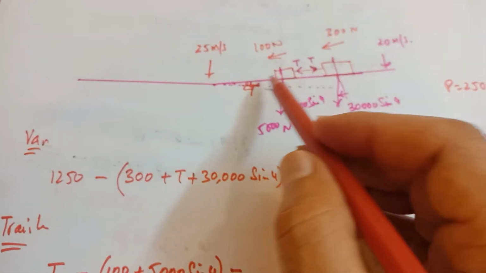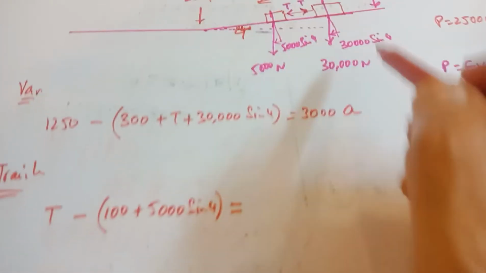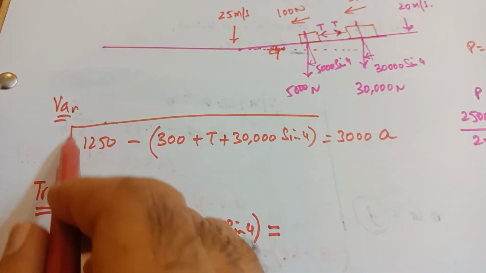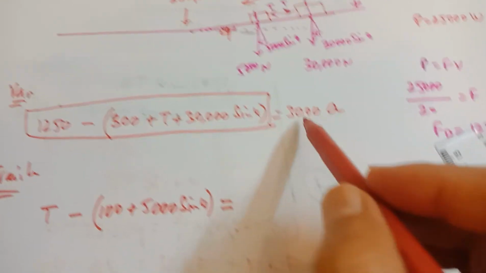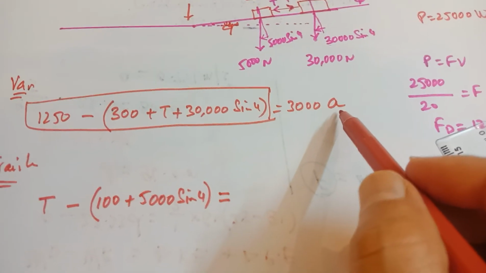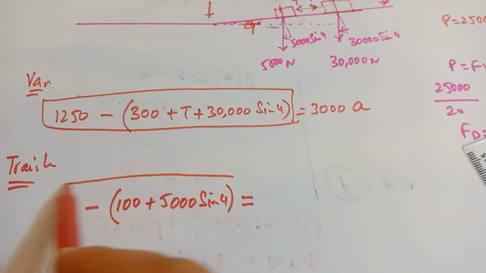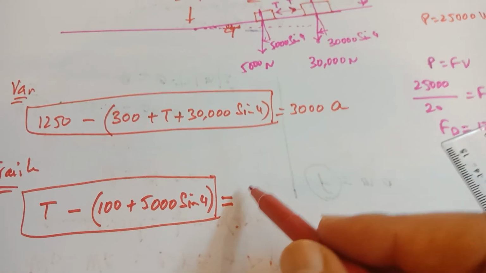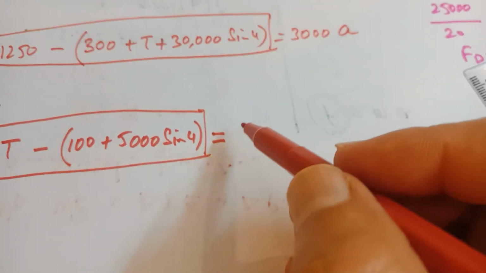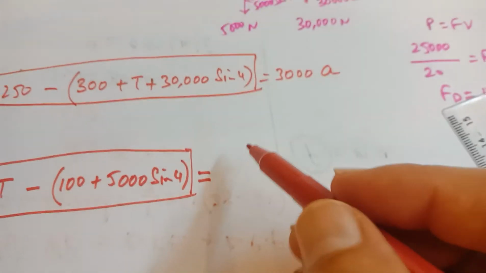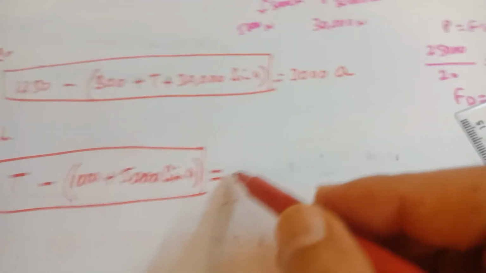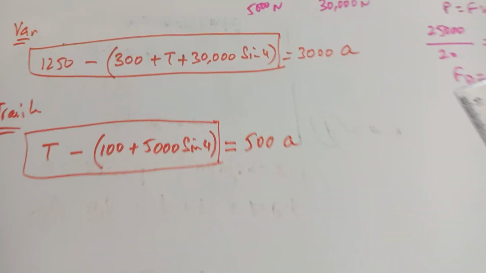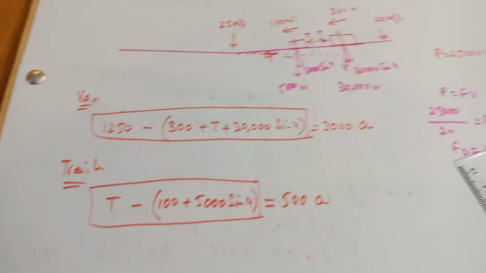Whenever it is about F equal to ma, we are basically applying F equal to ma. This is the resultant of all the forces on the van, and this is equal to its mass times the acceleration. Similarly, this one is the resultant force on the trailer, and that is going to be equal to its mass, which is 500, so it's 500a. If you solve these two equations simultaneously, you can get the tension.